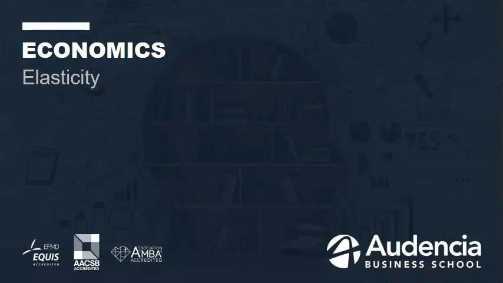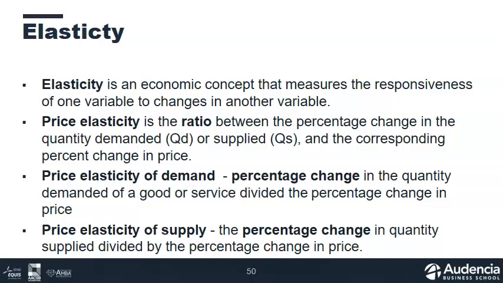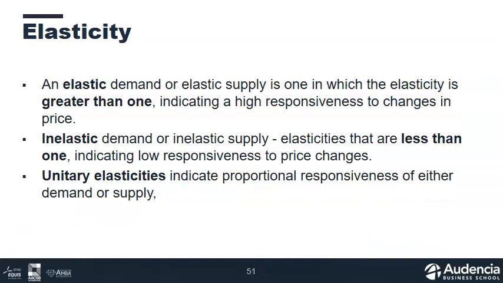Okay, so elasticity is an economic concept that measures the responsiveness of one variable to changes in another variable. And in the example we gave, we looked to see how the quantity demanded would respond to a change in the price. And this is what's called price elasticity of demand. We could have looked at the percentage change in the quantity supplied, and that would have been the price elasticity of supply. So we calculate a ratio, and we determine if something is elastic, more or less elastic or not.